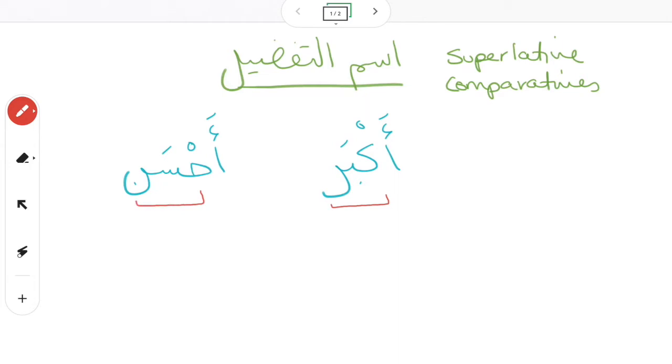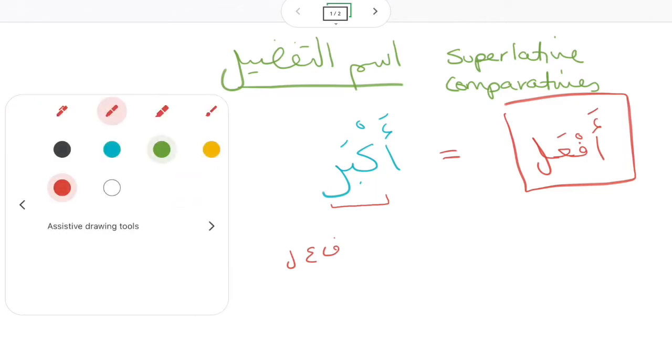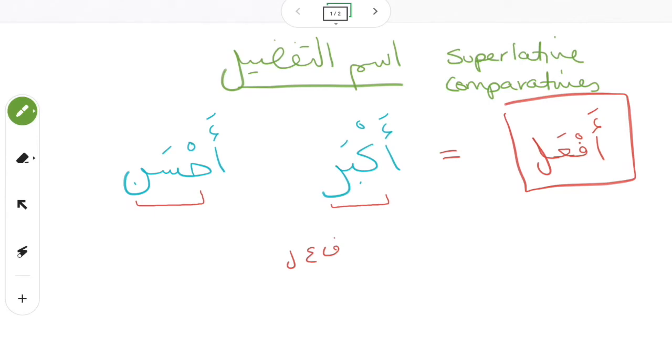When we look at these two words, this is the root of this word, and these three letters are the root of this word. The addition here is the alif hamza. The pattern that these words follow, if we replace the root letters with fa, ayn, and lam, is going to be this. We have alif hamza in the beginning. The first letter has a sukoon, second letter has a fatha, and third letter we end on af'al. That is the pattern. And this is the pattern for ism al-tafdil, which is the superlative.